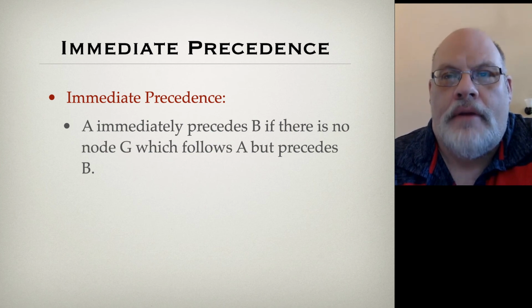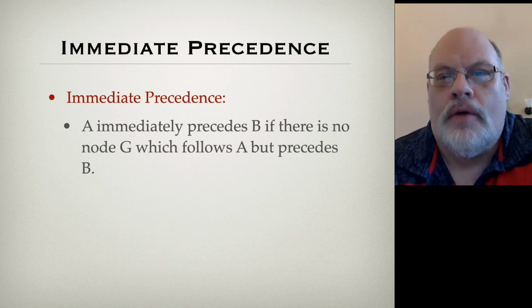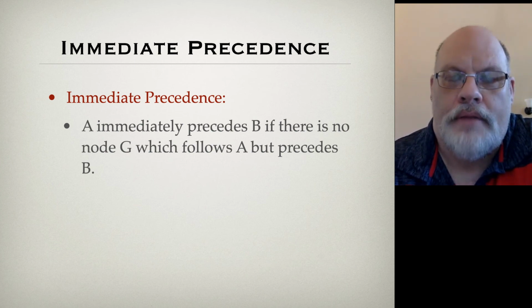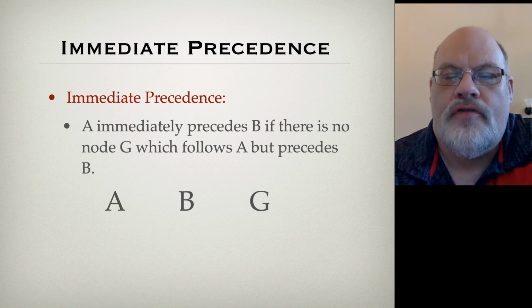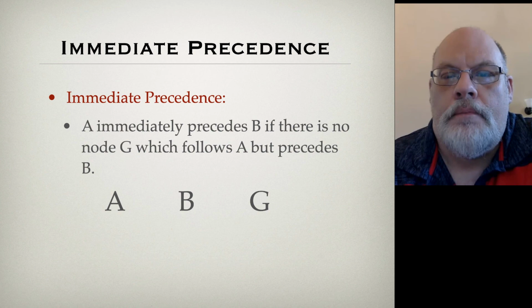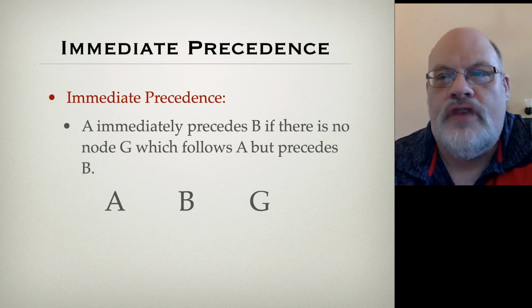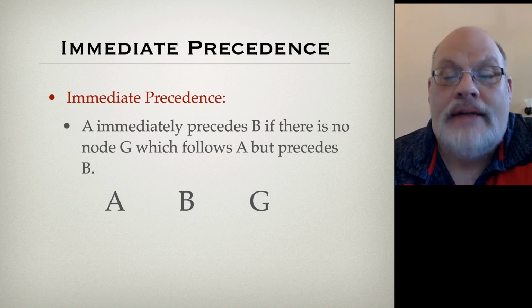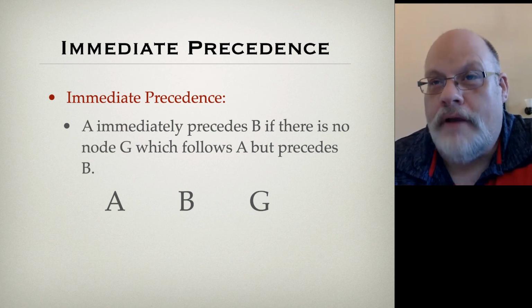Now in my little diagram here, just assume that the words are in fact in a precedence relation as defined by the previous definitions. So we have A, B, and G. A is to the left of B, B is to the left of G. A immediately precedes B. B immediately precedes G. But A does not immediately precede G because B is in the way. A does precede G, right?